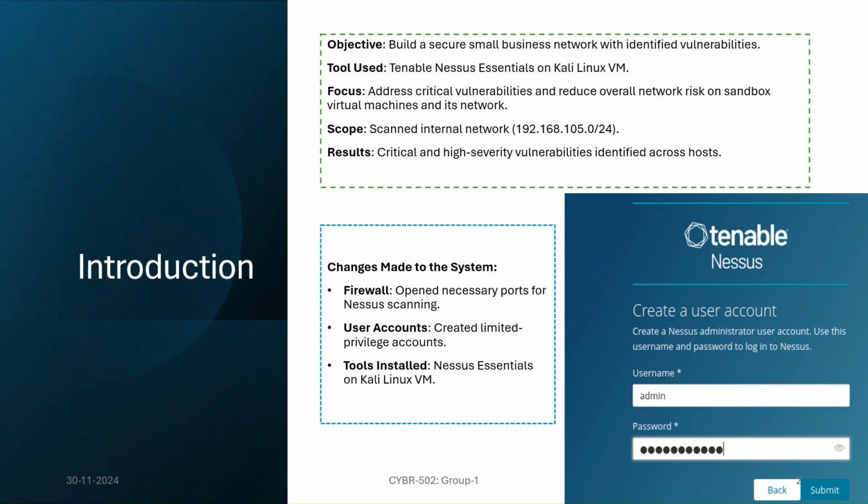Key changes were made to the environment to enable the Nessus scanner: firewall, where necessary ports were opened; user accounts, where limited play accounts were created; and tool installation, where Nessus Essentials was deployed on the Linux VM. The scan results reveal several critical and high severity vulnerabilities, which we systematically address in future slides. Let's look at the virtual network setup next.